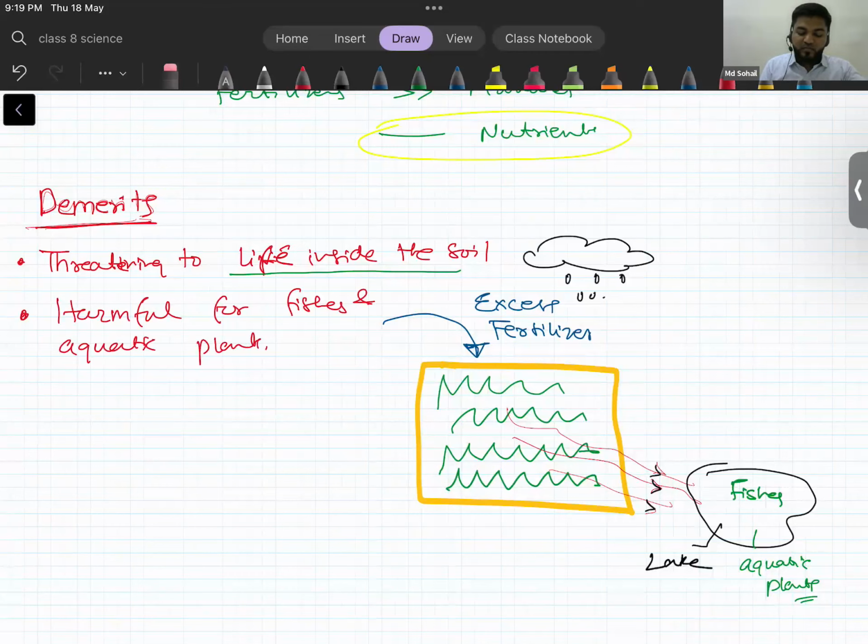Now if you keep on continuously using fertilizer on the same piece of land, what will happen? The humus of that land will be completely exhausted. If you keep on adding fertilizers year after year to the same piece of land, the humus will deplete.